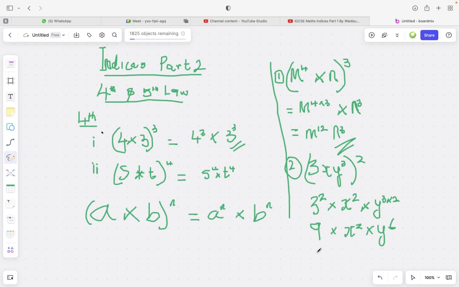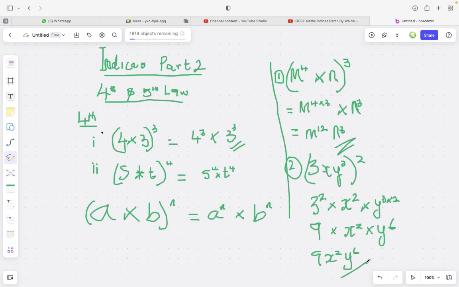Now let's write in final notation. We have 9x squared, y to the power of 6. That's our final case. Okay, so that's the second case.